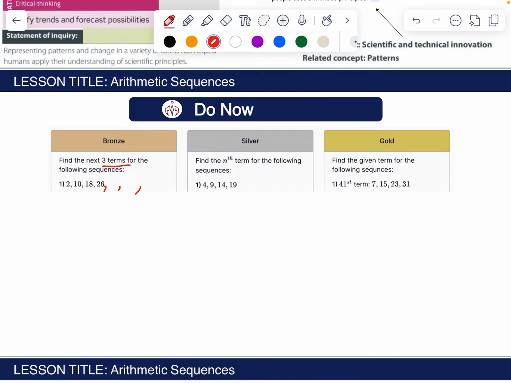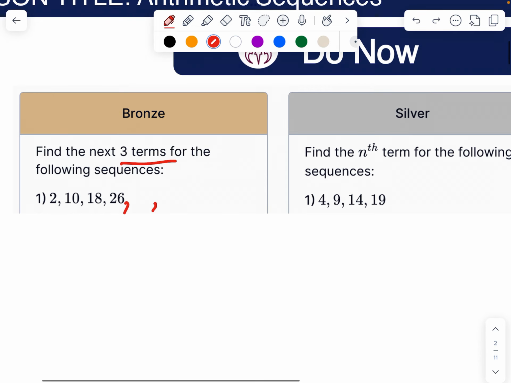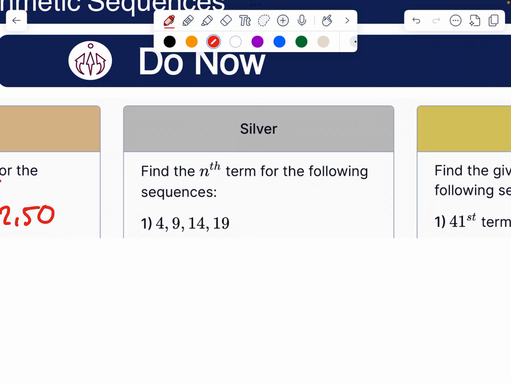If you look, they are adding 8 each time. So your first one, let me zoom in slightly, is 34. The second one should be 42 and the last one should be 50. For silver, it says, can you find the nth term? First thing we should do is find the difference. So it's plus 5 each time, which means 5n is the rule.